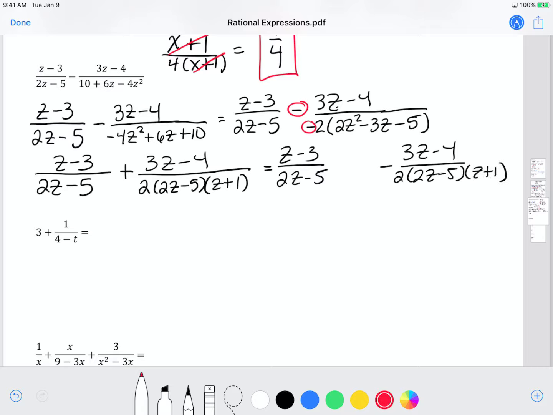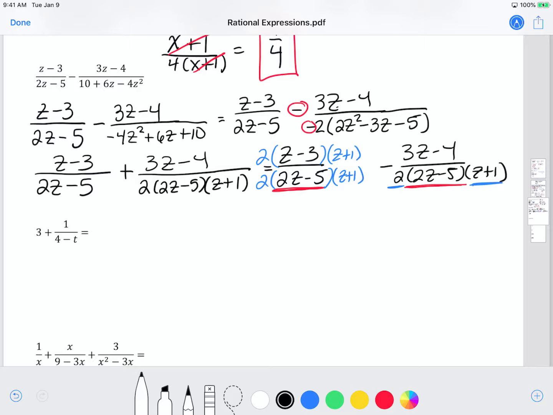Now, if you notice, all we did so far is factor and try to set this up. We still have to find a common denominator. So in this fraction here, I have a factor of 2z minus 5, and I have a factor of 2z minus 5 here as well. What's missing is the 2 and the z plus 1 in the first fraction. So on the top and the bottom of the first fraction, I'm going to multiply by 2 and z plus 1. So now I have a common denominator.